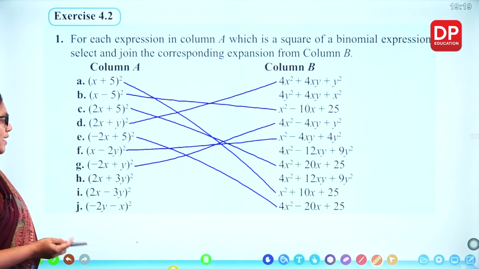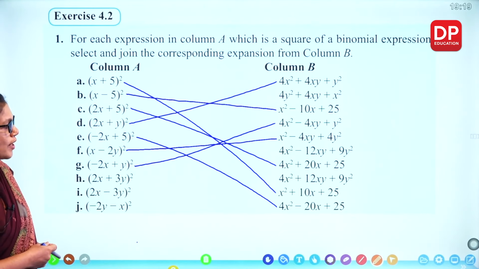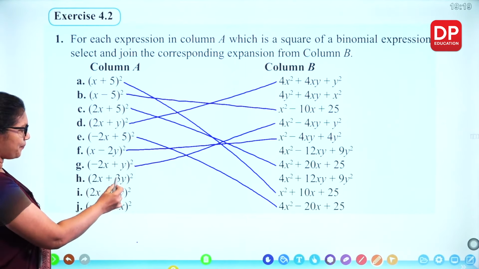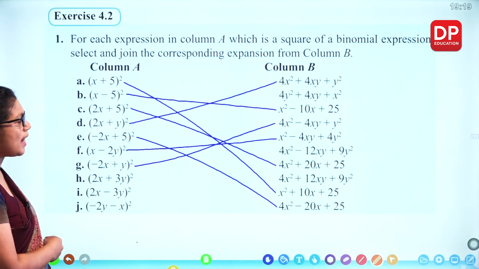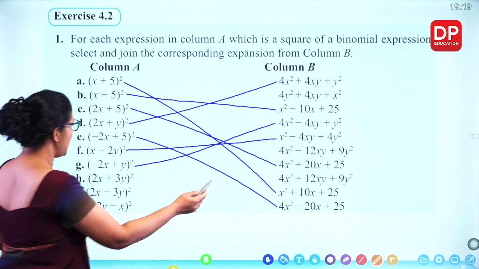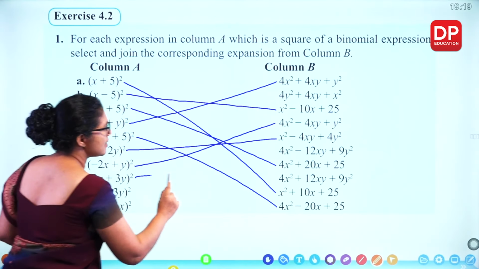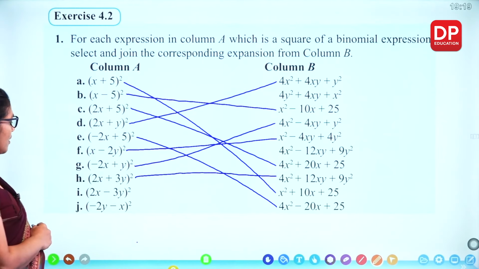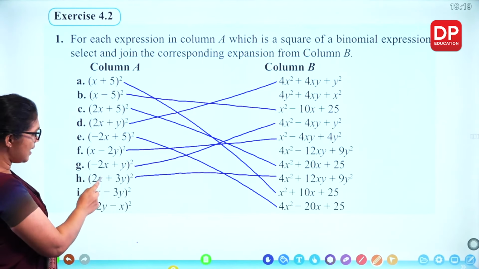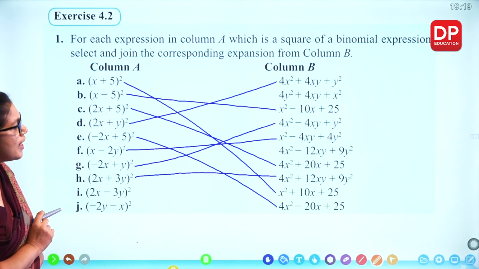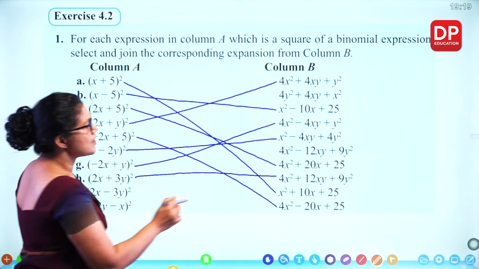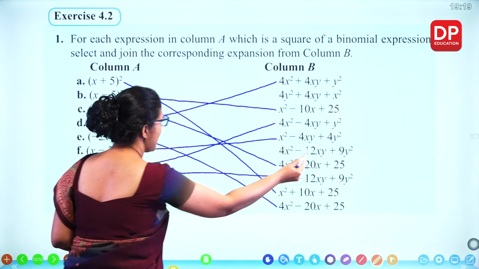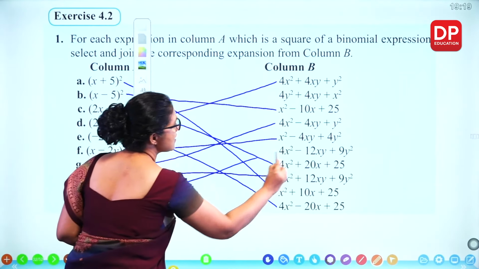The next one, 2x and 3y. 2x squared is 4x squared and 3y squared is 9y squared. What's the middle term? Multiply by 2. 2 times 2, 4. 4 times 3, 12xy. Can you see? This is the correct answer. What's the next one? Same thing with minus. So you get 4x squared and 9y squared with negative 12xy. So here we can see that this is the correct answer.